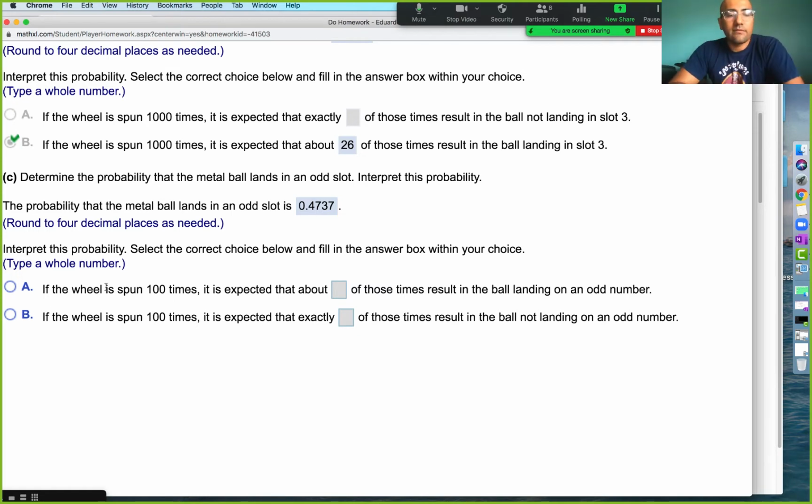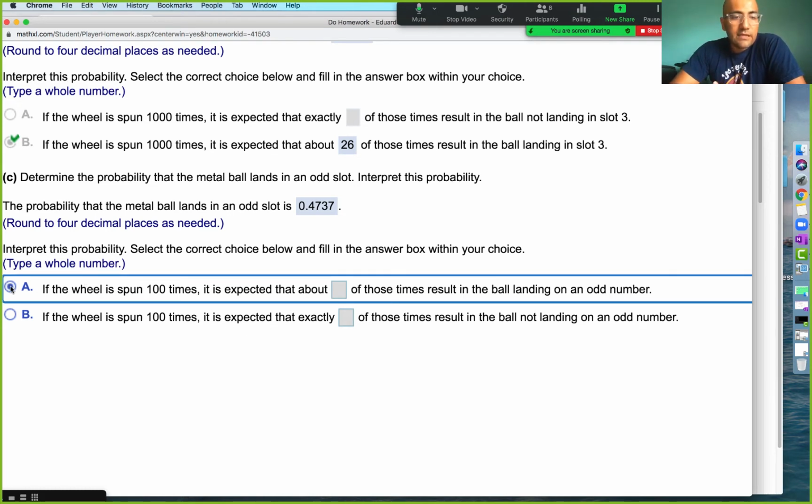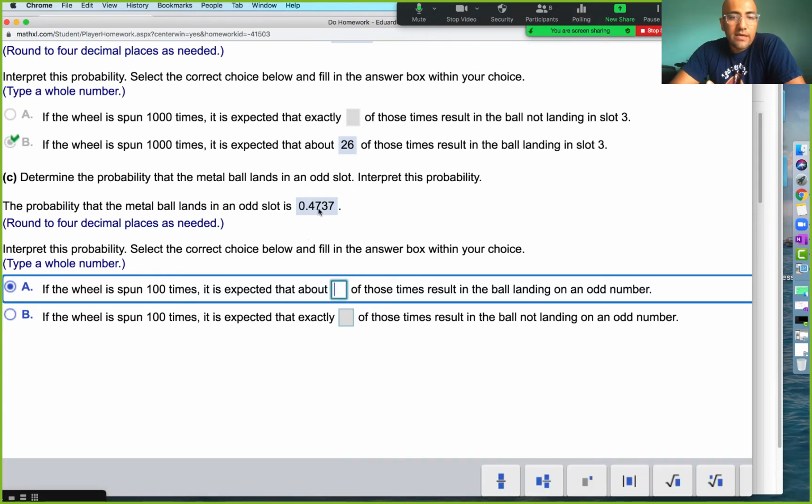Think of it this way. If you repeat the game 100 times, right, it's just an arbitrary choice. Notice up here they said 1,000. Here we're saying 100. Okay, if we repeat the game 100 times, statistically, I would expect that about, right, not exactly, but about 47 times. Because if you multiply this decimal times 100, you get 47.37. So approximately about 47 of those times, you expect the ball to land on an odd number.